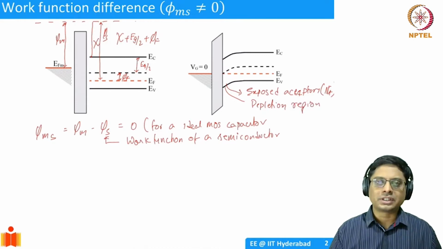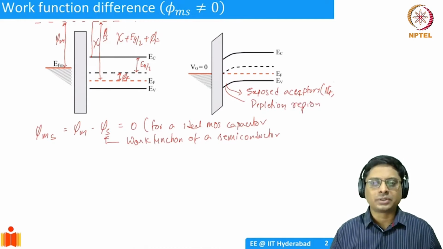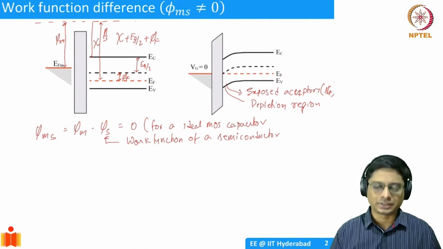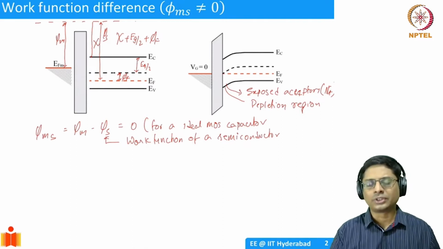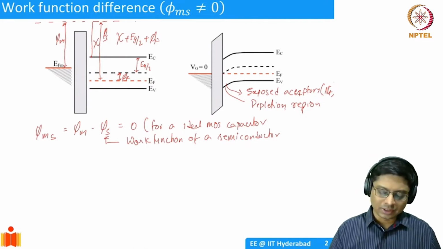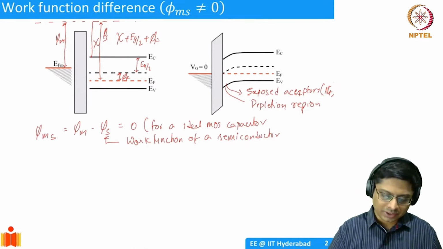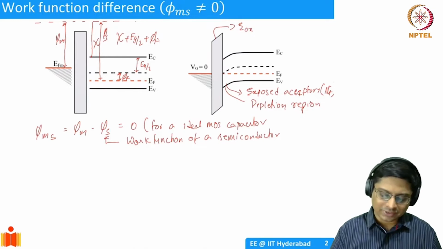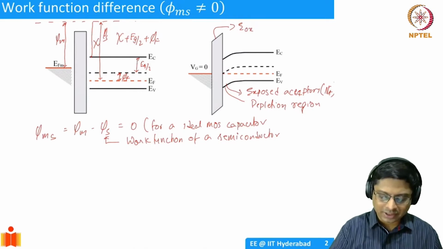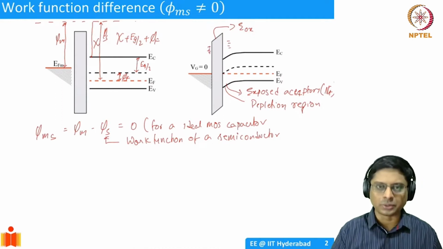So without any external voltage, the semiconductor is depleted. That is one of the consequences of having a non-zero work function difference. Also, you see that there is an electric field in the oxide which is constant. Why does that happen? Because you have negative charge here and there will be a positive charge on this side automatically, because electrons are removed.